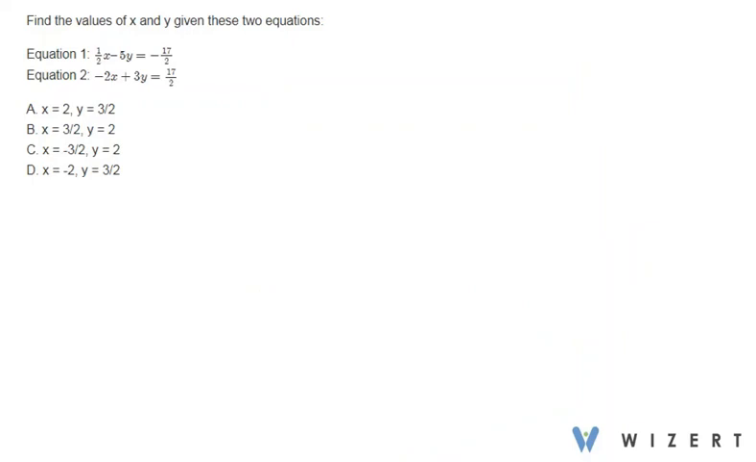We have this question here. Find the values of x and y given these two equations. Now we are given these equations. Let's try and make their denominators 1. So half x minus 5y equal to minus 17 by 2.